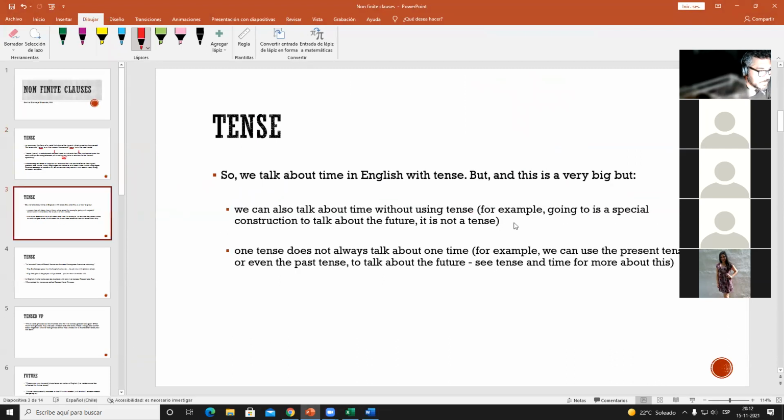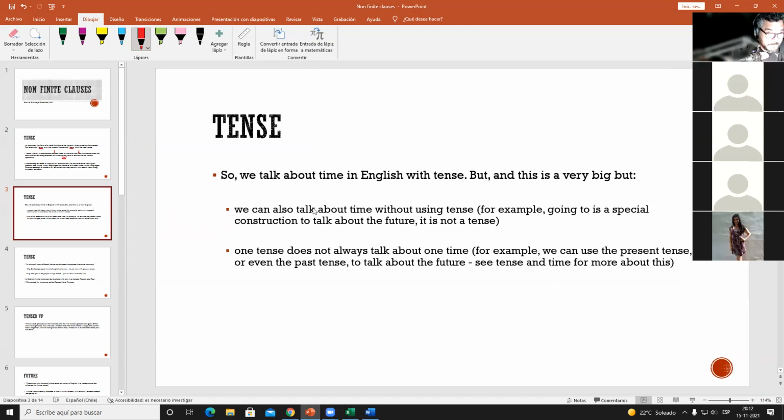Okay. Tense. So we talk about time in English with tense, but there is a very big but about this whole idea. So, in other words, yes, the English language makes reference to time by using the tense, but there's a big but, right? There are lots of very important things that we must know in order to understand this, right? It's not that simple. First, we can also talk about time without using tense. For example, going to is a special construction to talk about the future, and it's not a tense.